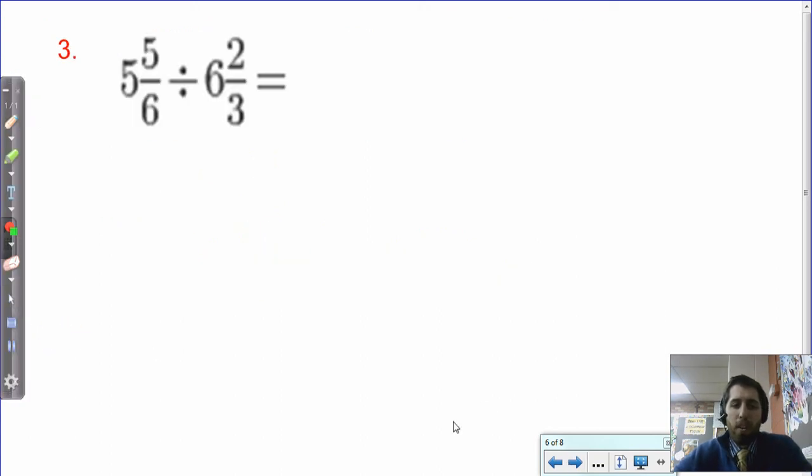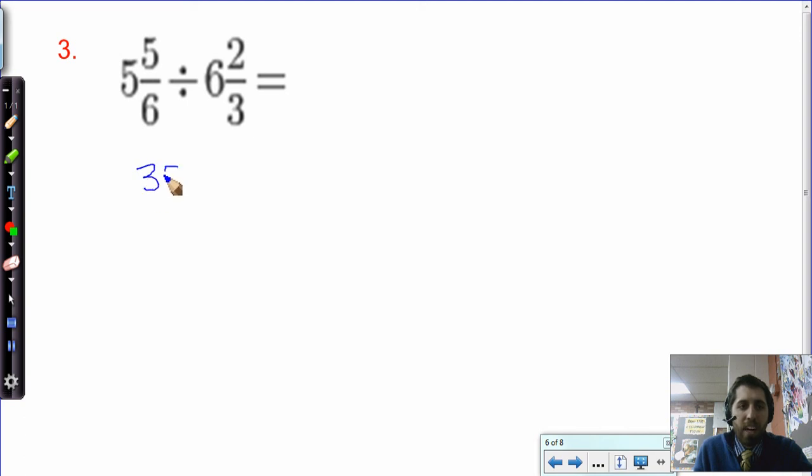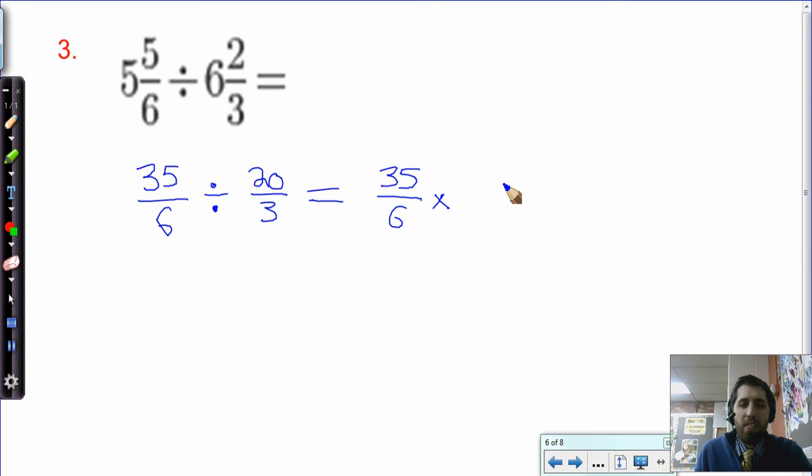Let's do one more before I set you off on your own, and this is just when we're dividing 2 mixed numbers. So again, the first thing we need to do is create improper fractions. 5 times 6, from our whole units we get 30, plus the 5 that we had is 35/6. 6 and 2/3. 6 units gives us 18/3. 6 times 3 is 18, plus the 2 we already had is 20/3. This is division of fractions, so we'll do same, change to multiply, and flip that second number to 3/20.